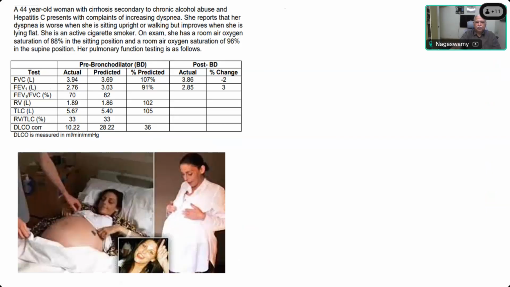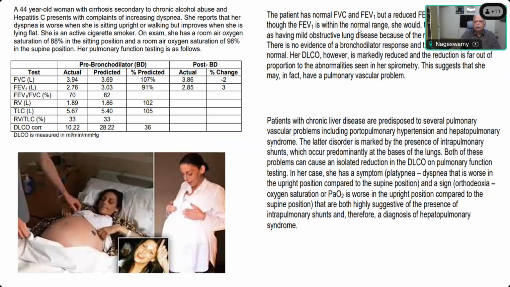Yes. So this patient has ascites. It's a normal FVC and FEV1, but a reduced FEV1 to FVC ratio, slightly reduced, not grossly reduced. Even though FEV1 is within the normal range, it would be classified as mild obstructive disease, because of the slightly reduced ratio, and there is no evidence of bronchodilator response, and their DLCO is markedly reduced.